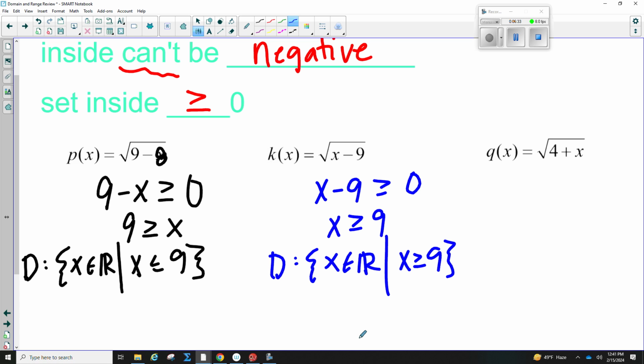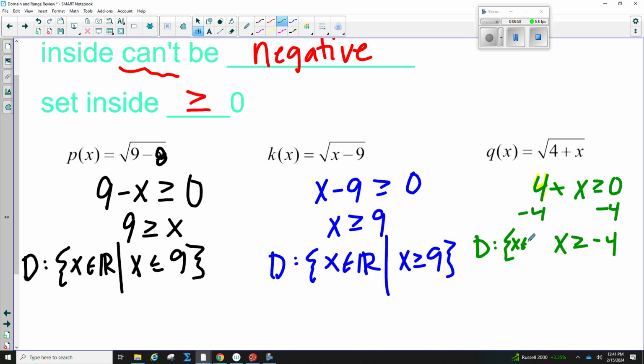All right. Okay, and now let's do the last one. Take what is underneath the square root, set it greater than or equal to 0. Okay, subtract the 4 from both sides. So x has to be greater than or equal to -4. And then we write it, domain, x is an element of the reals such that x is greater than or equal to -4. Okay? And that would ensure I get all positives.